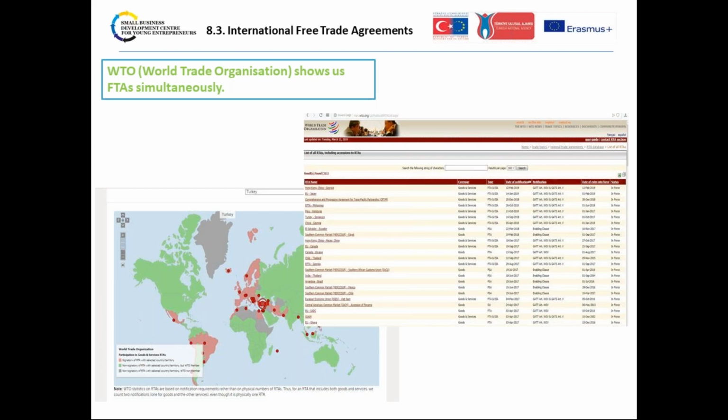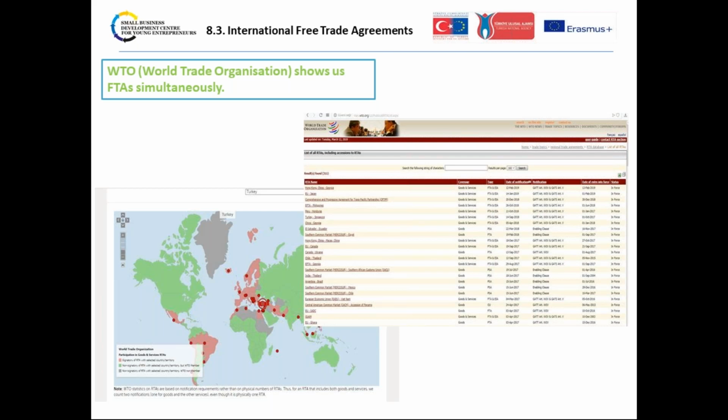As you see on the map, this shows Turkey's agreements with other countries. You know, the red ones are where we have special trade agreements with countries like the European Union, Brazil, etc. Free trade agreements give some opportunities and advantages for both countries in export and import operations.